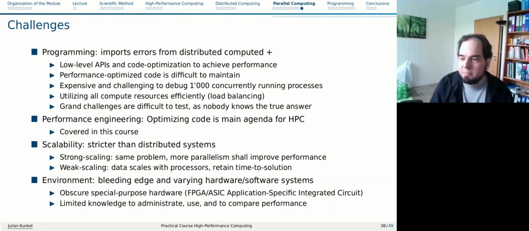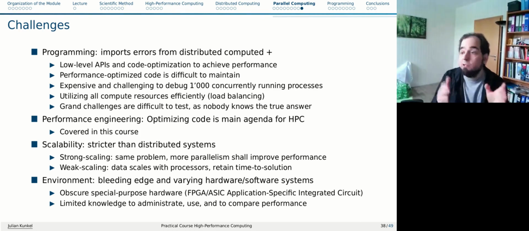Scalability is a problem because it's much stricter than in a distributed system. We have two new types of scalability here. Strong scaling is where you have the same problem. More parallelism shall improve performance, so reducing runtime. Weak scaling means you increase the data, but you want to retain the time to solution.